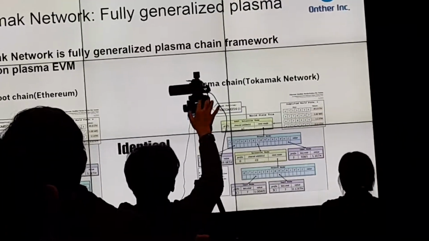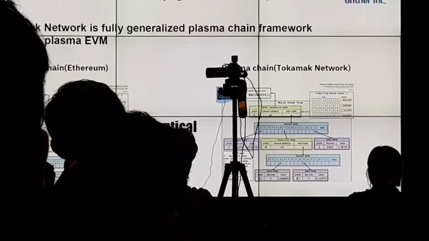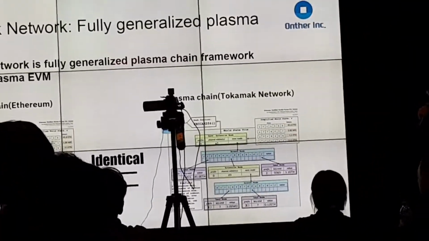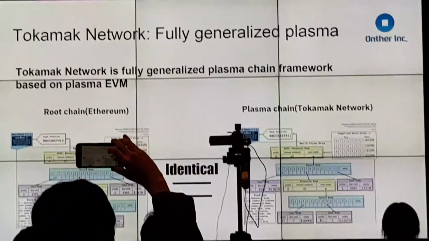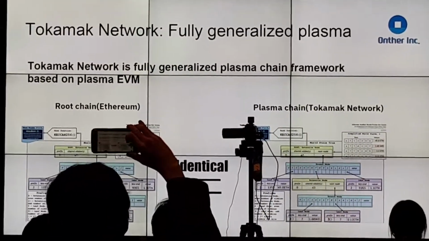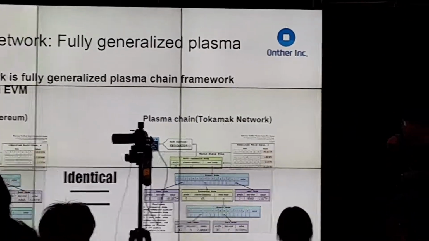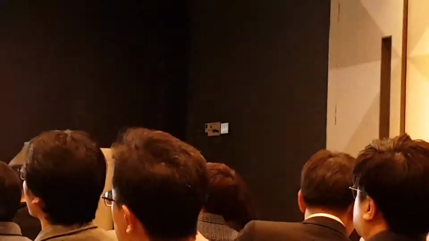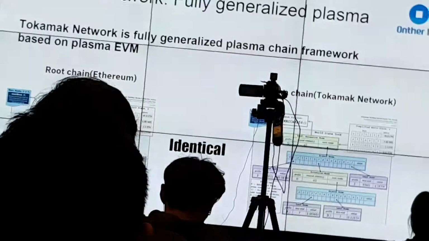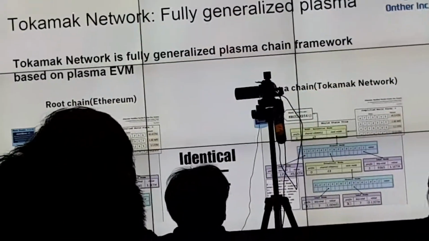So the Tokamak Network is our project name, the rebranded project name, a fully generalized Plasma chain framework based on Plasma EVM. So you can just think Plasma EVM is the same thing as the Tokamak Network. So what is Plasma EVM? Plasma EVM is a fully generalized Plasma model that can support exactly the same function and structure as Ethereum.